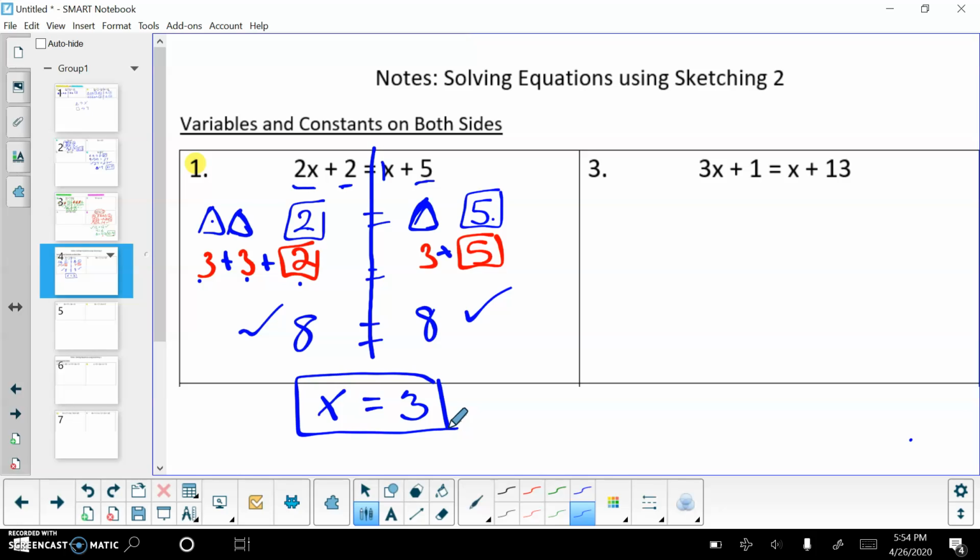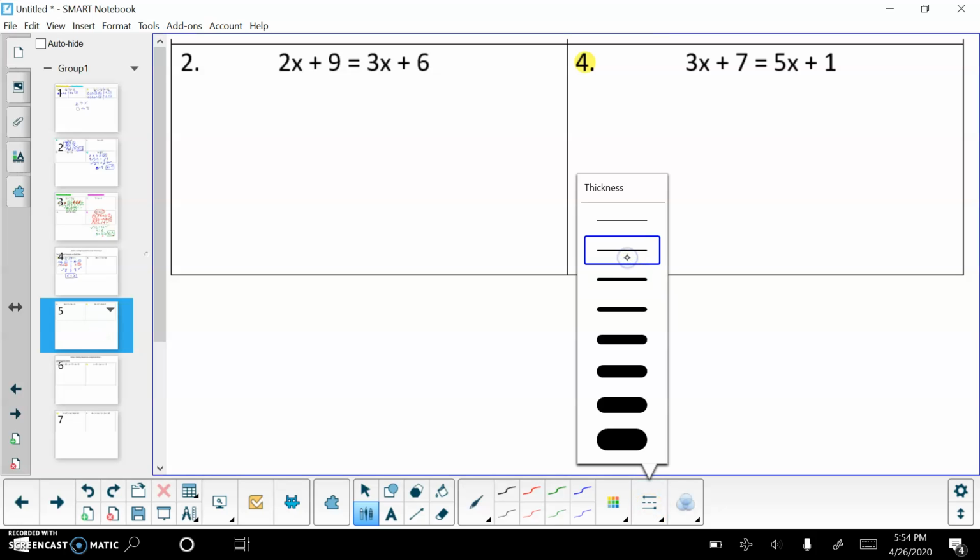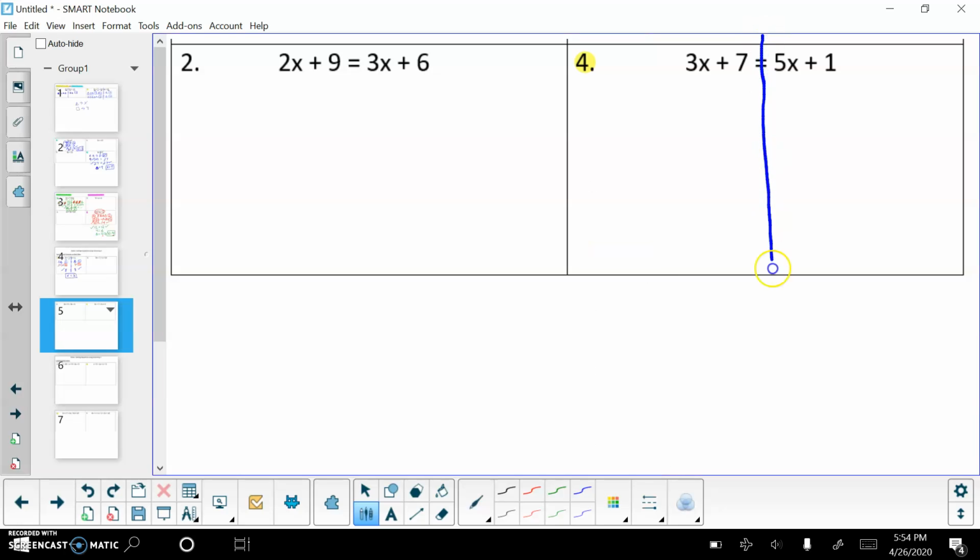Okay, now I'm going to look at the next example, and I'm going to skip down in our notes to example number 4, and that's the one I'm actually going to do. So I'm going to draw my line. I'm going to start off with my sketches. I've got 3 x's here, so I'm going to do 1, 2, 3 triangles, and a 7 cube.